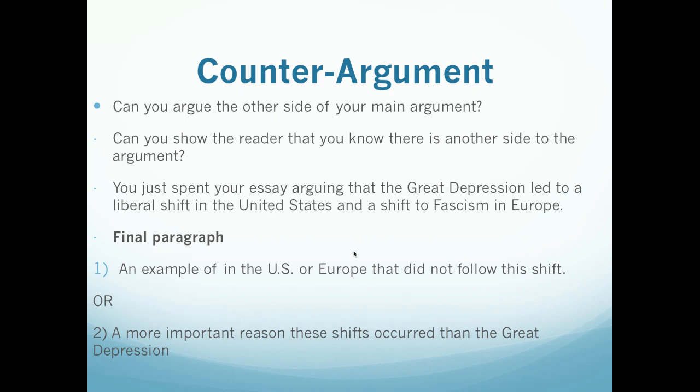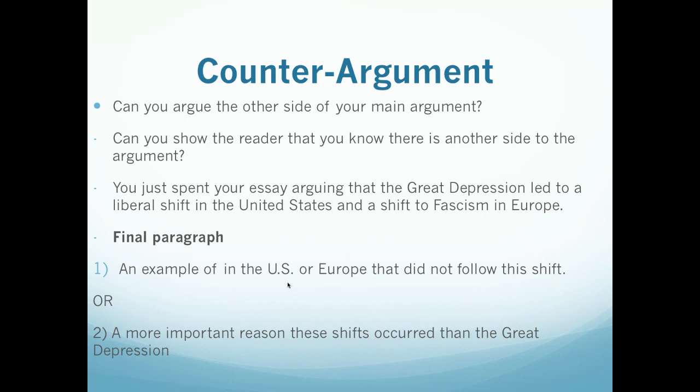So in this final paragraph, my counter argument, I can do that in 2 ways. One is I can show an example in the United States or in Europe that did not follow the shift that I argued in my essay. Or I can say, yes, while the Great Depression led to these shifts, there's a more important reason that led to the shifts. A counter argument would be that more important than the Great Depression was this, right? Or an example in the US or in Europe where they didn't shift liberally or to fascism was this.